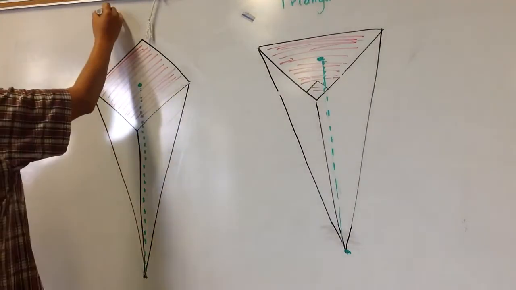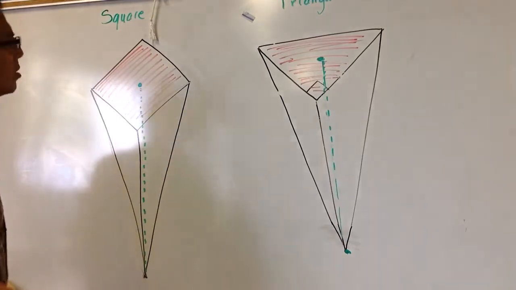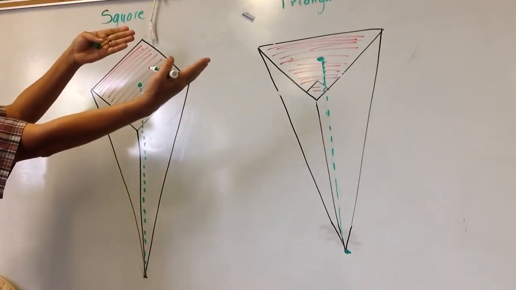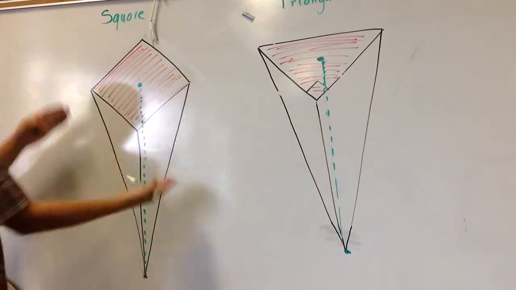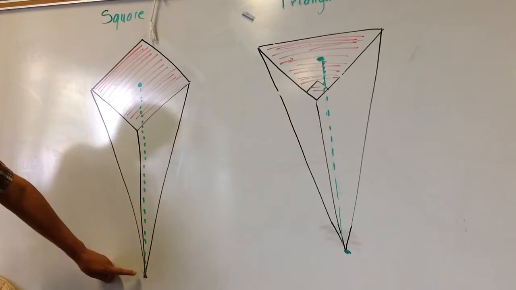Here we have a square one, and this is what you're going to be required to understand. Here we have the square and triangular pyramids. And here we have a square base, and I flipped it upside down on purpose. And then you can see it comes down to this point.